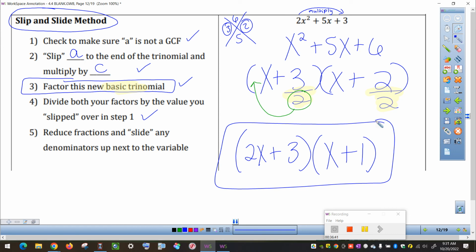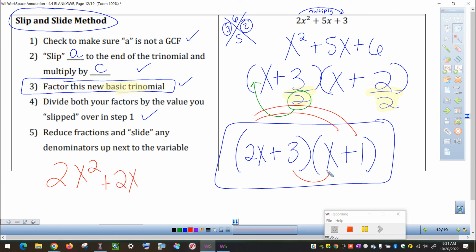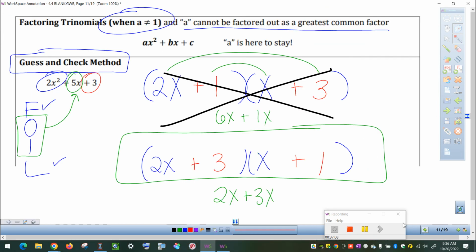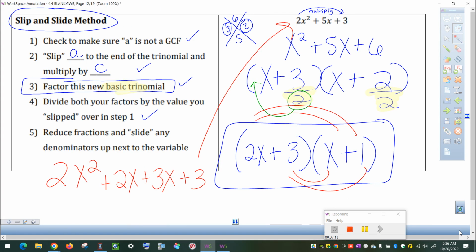And we can check here that if we were to actually FOIL this out, 2x times x is 2x squared. 2x times 1 is 2x. 3 times x is 3x. And 3 times 1 is 3. And that's the same thing that we started with at the very beginning. Also, 2x plus 3 times x plus 1, that's the same answer we got when we did the guess and check. So that is how we do the flip inside.